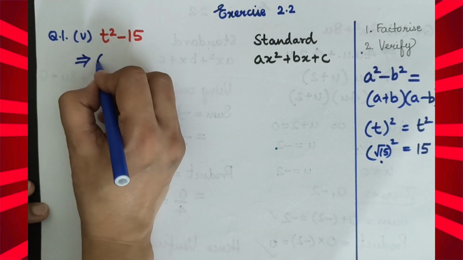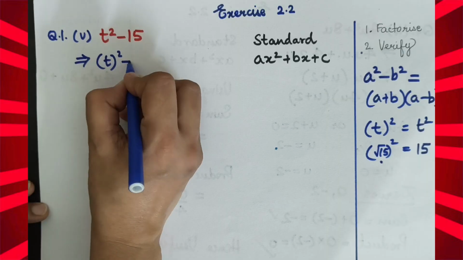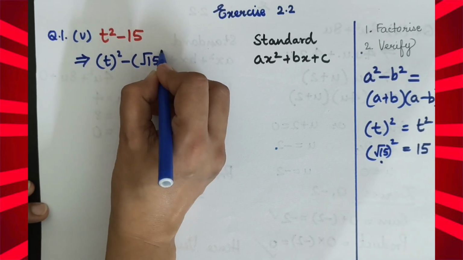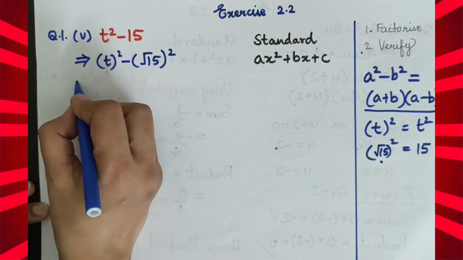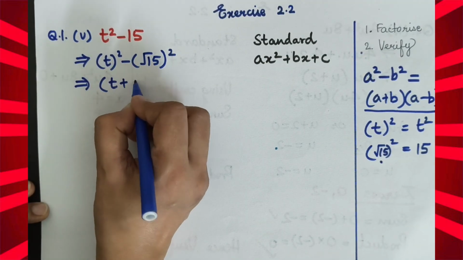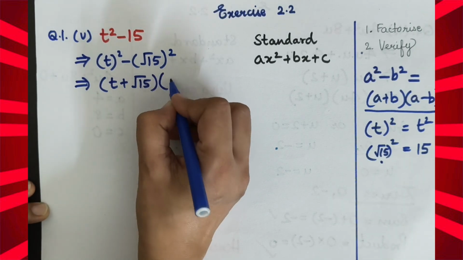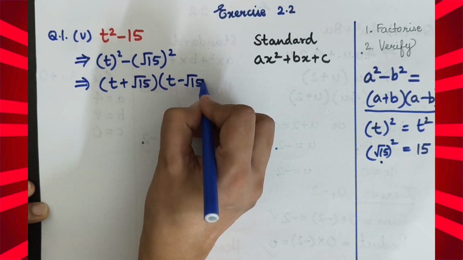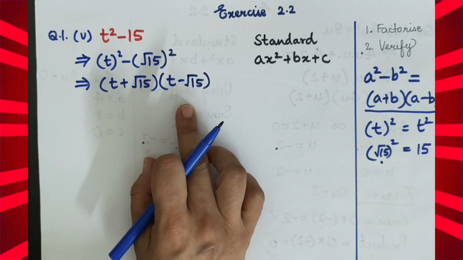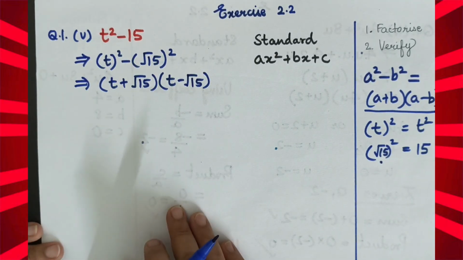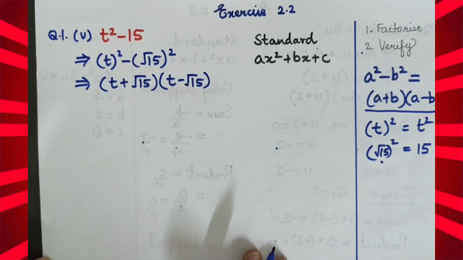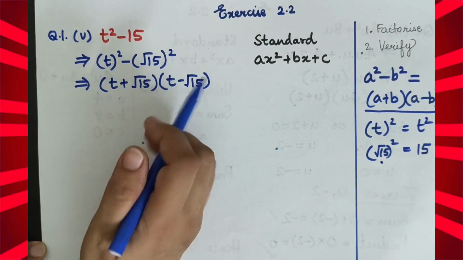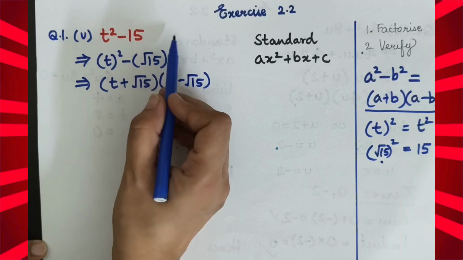So now we'll apply this identity here and we will write t square minus under root of 15 square. And now after writing in this form, we can easily find the factors, that is t plus root 15 and t minus root 15. So these are the factors of our polynomial, and once we have the factors, that means we can straight away get the zeros. As we already know, zeros are the values of t which, if we apply to the given polynomial, the entire value of the polynomial will become equal to 0.